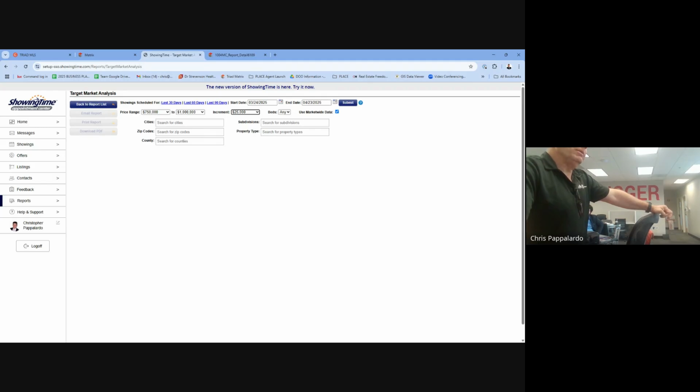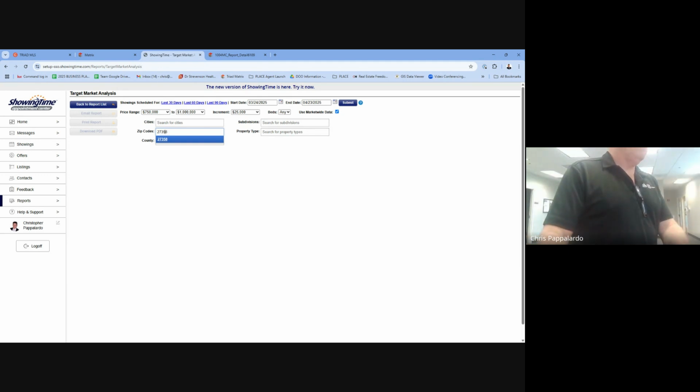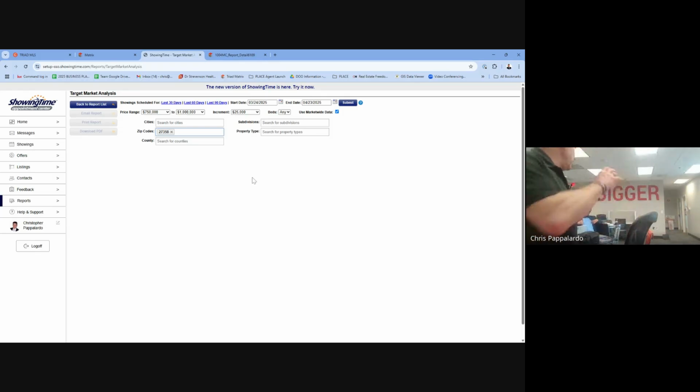Depending on how much the neighborhood's selling, you can do it by neighborhood, if there's enough in a neighborhood, or you can do it by zip code. The only thing you can't do here is the radius search I did of 5 miles. So in this case, I'm going to use Summerfield 27358, which is where the house is. You can do subdivisions, you can do cities.